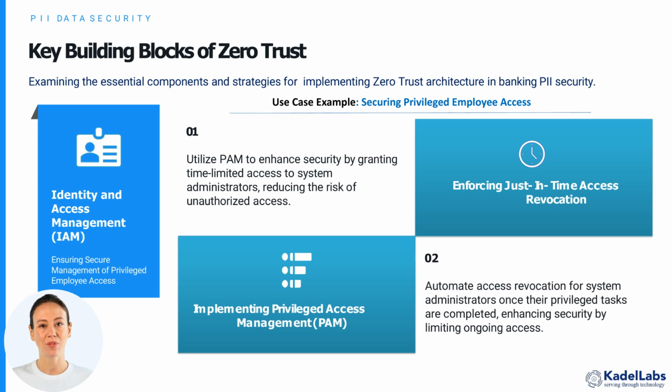The second point focuses on just-in-time access revocation. This technique ensures that once a system administrator completes their privileged tasks, their access is automatically revoked. By enforcing this, we minimize the risk of ongoing access or misuse of administrative privileges. Automating this process significantly boosts security, preventing unauthorized access from lingering.